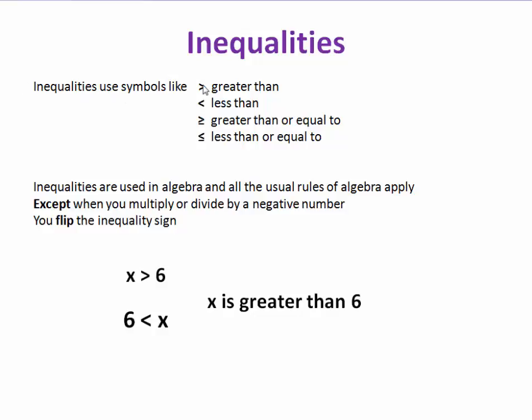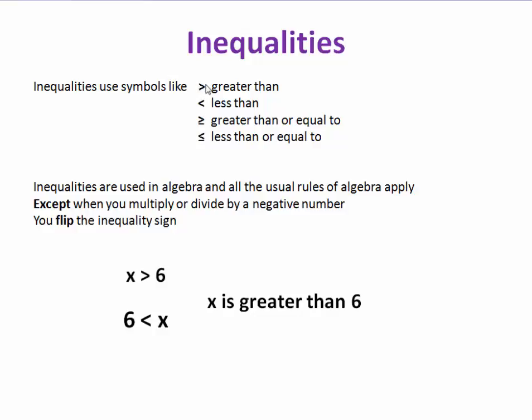Inequalities use symbols like this one, which means greater than. The other way around, it means less than. Here we've got a little line with the symbol, and this means equal to or greater than. Here again we've got a little line making a little equal sign, and this means less than or equal to.